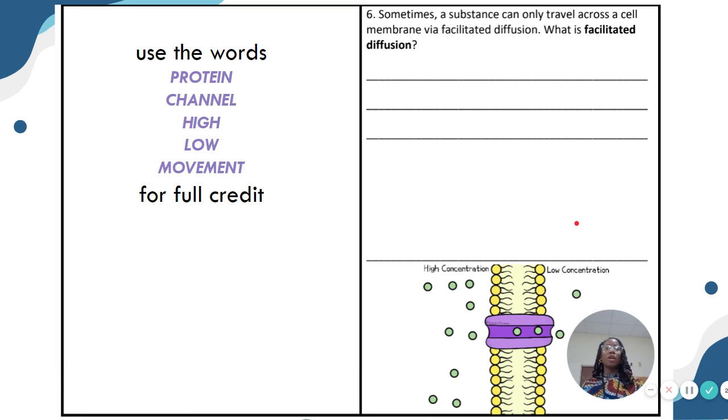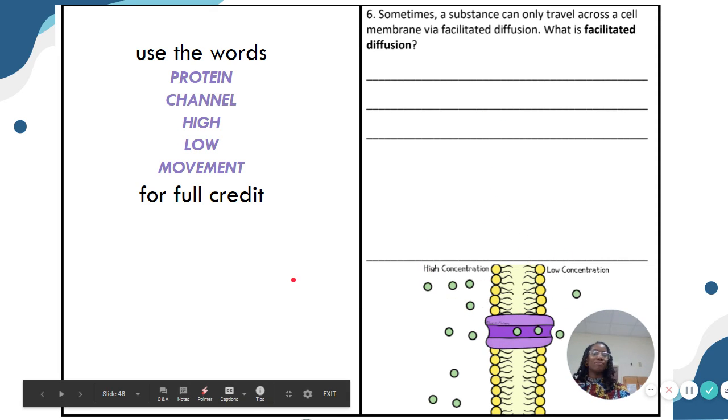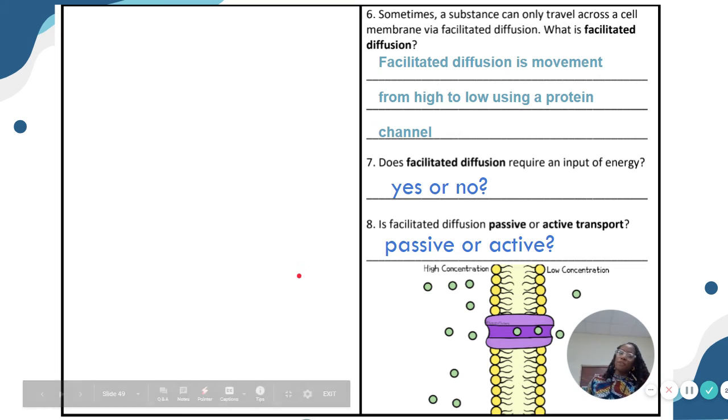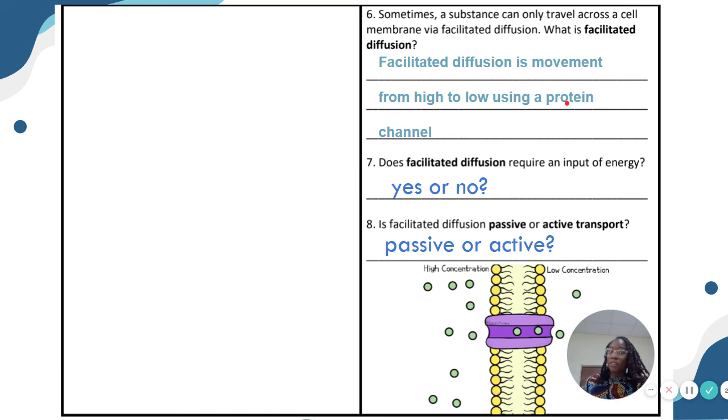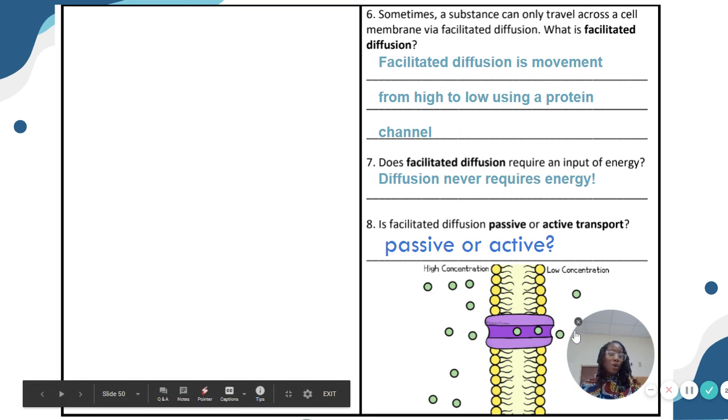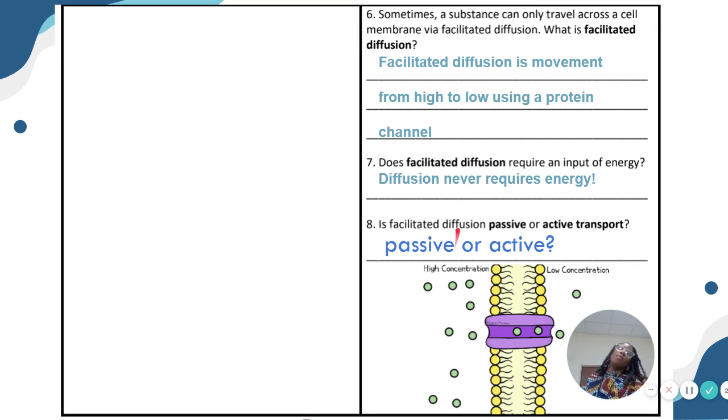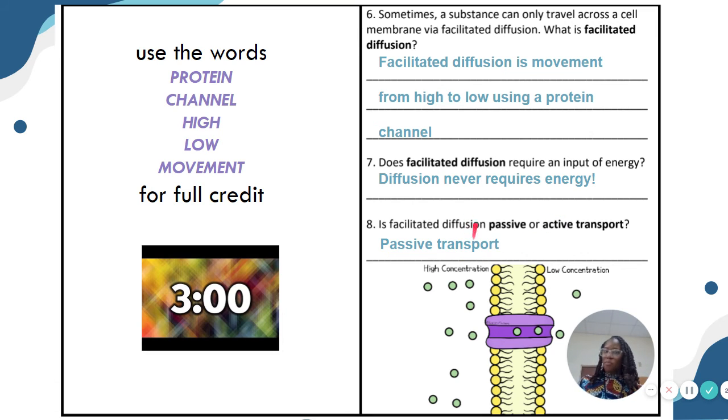All right, sometimes a substance can only travel across the cell membrane via facilitated diffusion. What is facilitated diffusion again? I've already forgotten. Hint. Facilitated diffusion is going to be movement from high to low, so diffusion, using a protein channel. Does facilitated diffusion require an input of energy? And is it passive or active transport? Diffusion never requires energy. Goes from high to low, no energy is required. And this is, of course, a passive process.